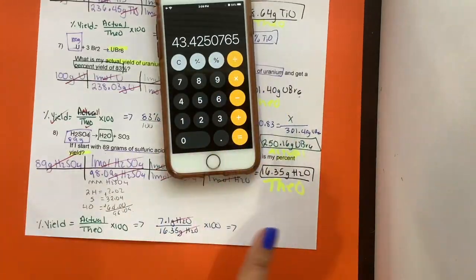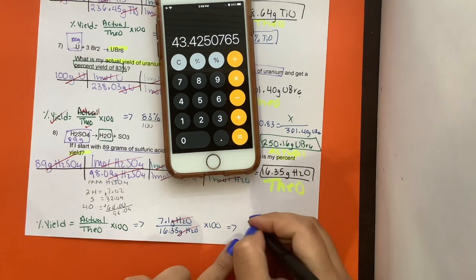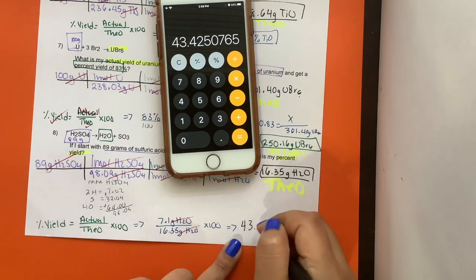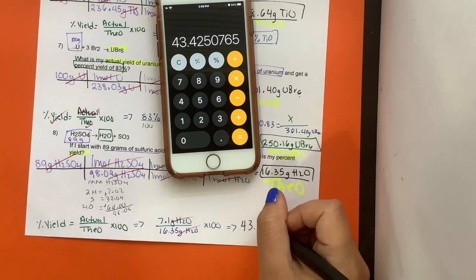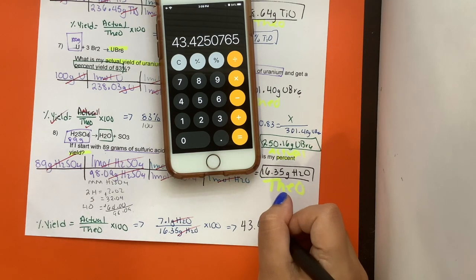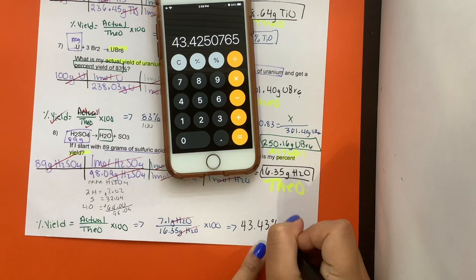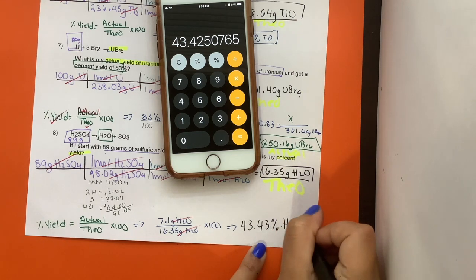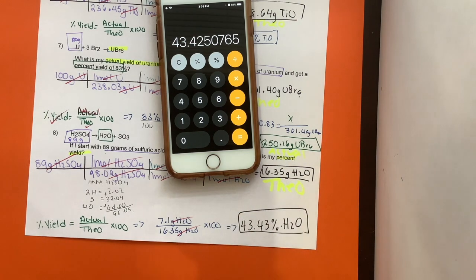My percent yield is 43.43% of water. Okay, and that's my final answer.